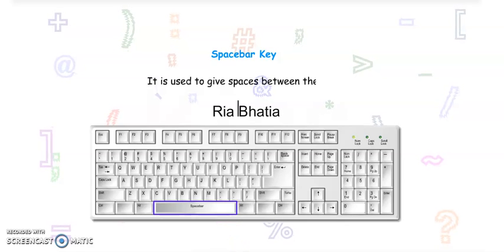It is used to give space between the words, like this. If we have typed Riya Bhatia, we want to give space between name and surname. So the cursor or blinking line is there. Then we press the space bar key. Then we can see the space is coming between Riya and Bhatia.